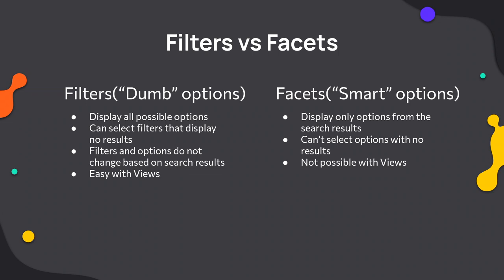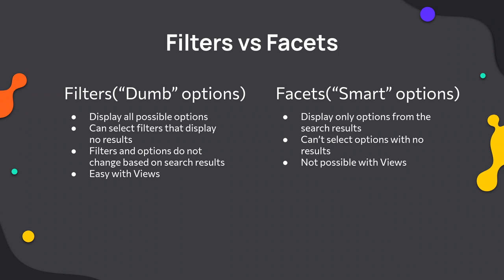Facets are more common and more often used on search, and what I consider the smart options, because facets only display options that are relevant to the search results in the current state. So you can't configure facets normally. If you're doing a normal narrowing-only facet configuration, you can't configure facets to display no results, because you'll never have an option in your facets that has no result tied to it.